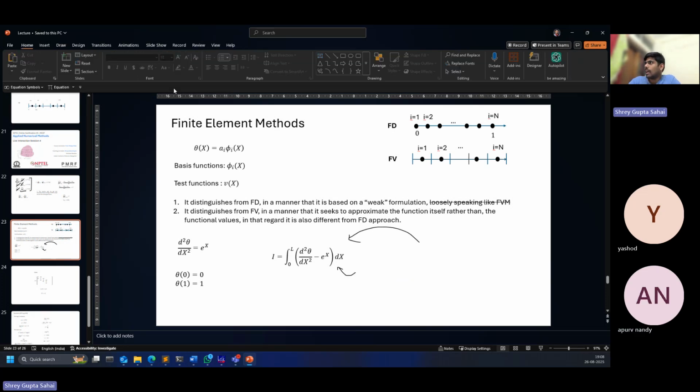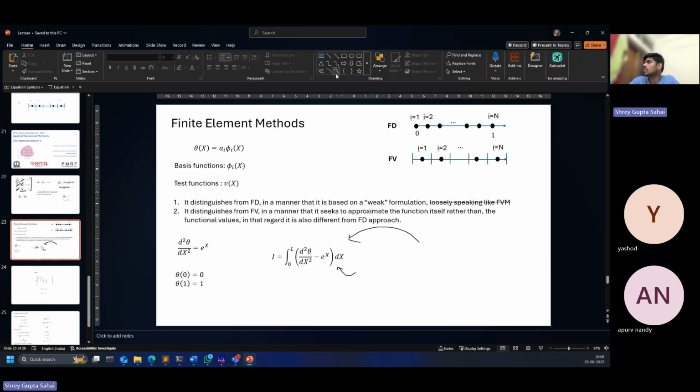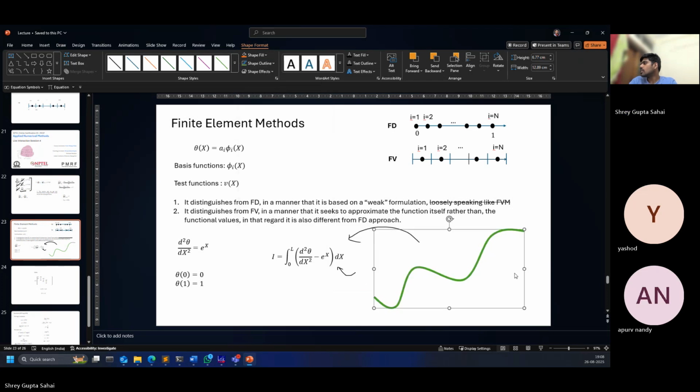Okay. So I'll try to emphasize what I was trying to mean. Suppose this is my true solution. Then I'll mark my true solution something like this. This is my true solution. I'll mark it as green, and I also increase the width of it.